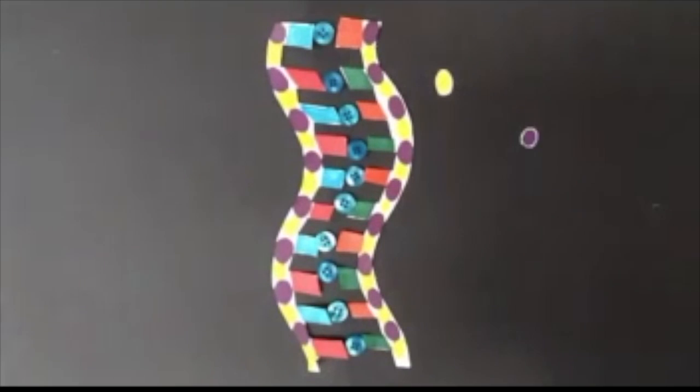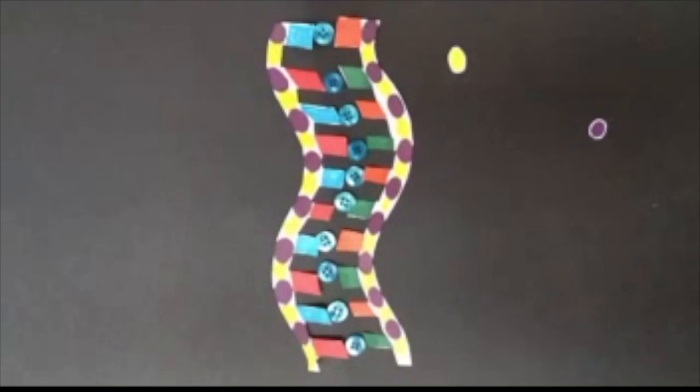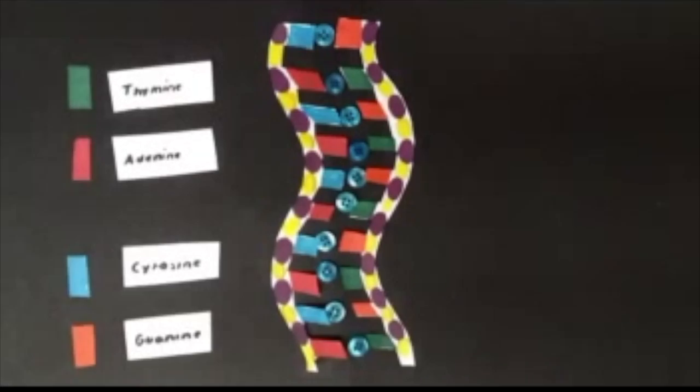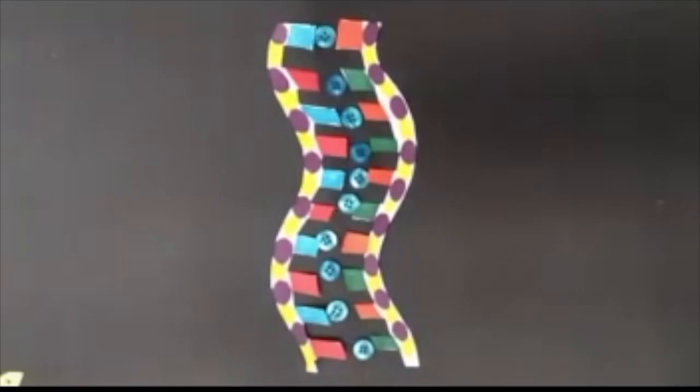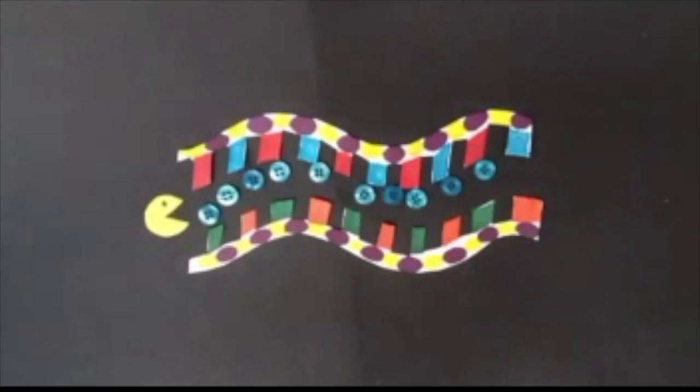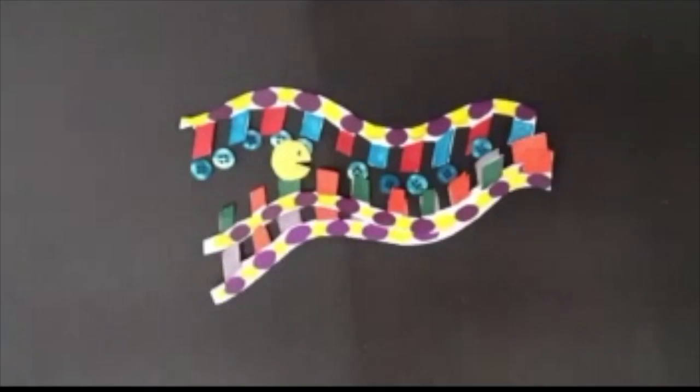The two strands are made up of sugars and phosphates. The strands are connected by complementary base pairs. Thymine, adenine, cytosine and guanine. Here is our enzyme, RNA polymerase. He is used to break the hydrogen bonds, which separates the strands.